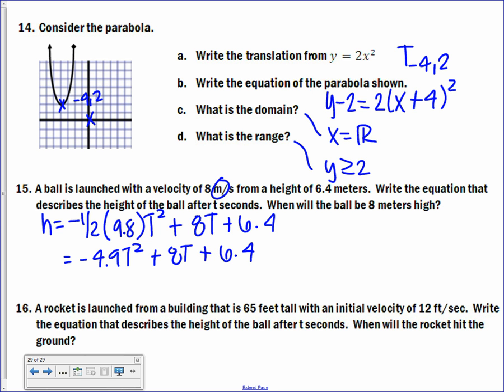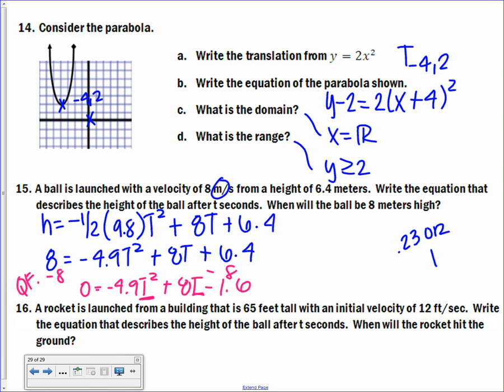Okay, and the question then says, when will the ball be 8 meters high? So that means I would plug in 8 for my h, and then I would have to solve. So the first thing I'd have to do here is subtract 8 from each side. So I would have 0 equals negative 4.9 t squared plus 8t minus 1.6. And hopefully you have realized at this point, a t squared and a t is the quadratic formula. Okay, I'm hoping you can set that up on your own, so please do try this and check. You should get 2.3 or 1.4 seconds. Okay, so check to make sure you can get that to work out.